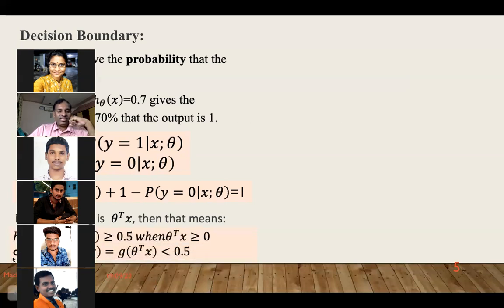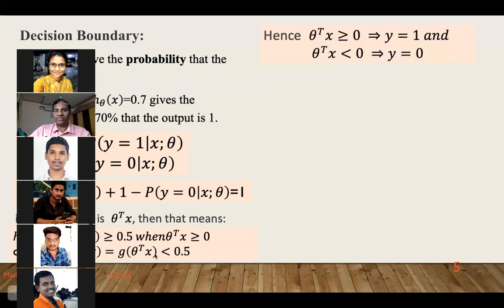So h theta x equals g of theta transpose x, which is greater than or equal to 0.5 when theta transpose x is greater than or equal to 0. Otherwise, h theta x will become less than 0.5. Hence, we want theta transpose x greater than or equal to 0. g is just transforming those values, so we are not interested in g. We are interested in getting theta transpose x greater than or equal to 0 when y equals 1, and theta transpose x less than 0 when y equals 0. This is what we want.